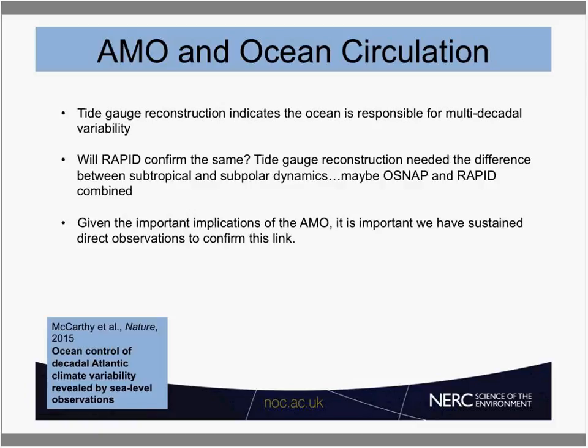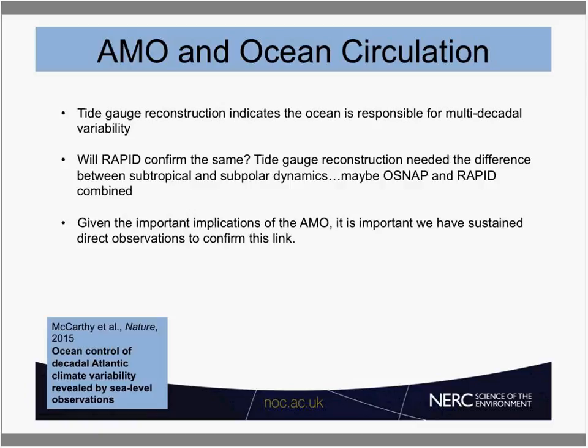So we've provided some evidence that ocean circulation is really what is responsible for the multi-decadal variability in the North Atlantic. This is a reconstruction, of course, and direct observations of the ocean circulation, such as RAPID. I would say the next major question that we've got is: will RAPID confirm the same mechanistic link between the overturning circulation and the AMO?